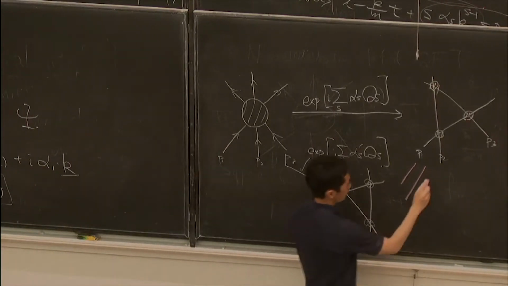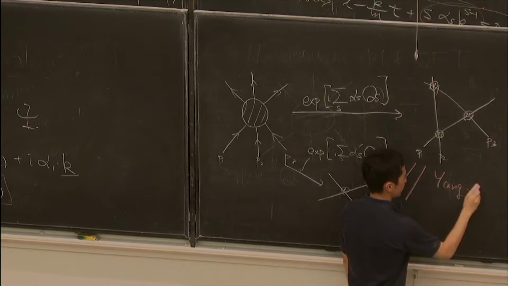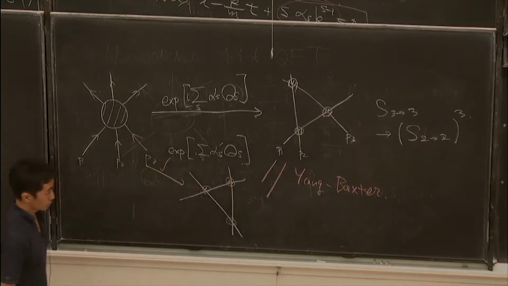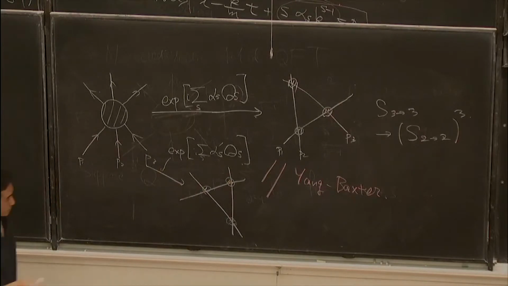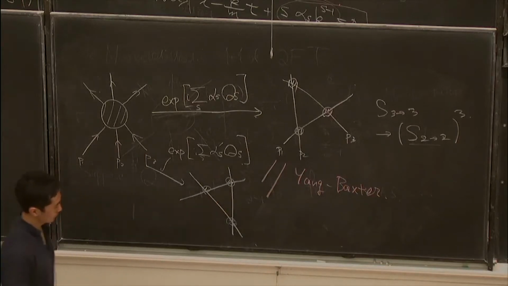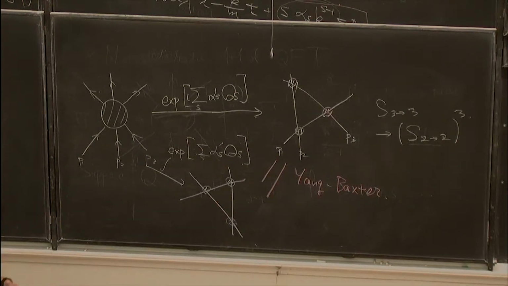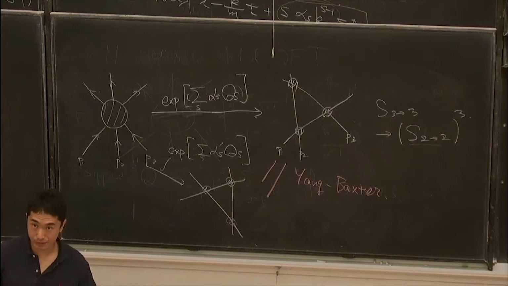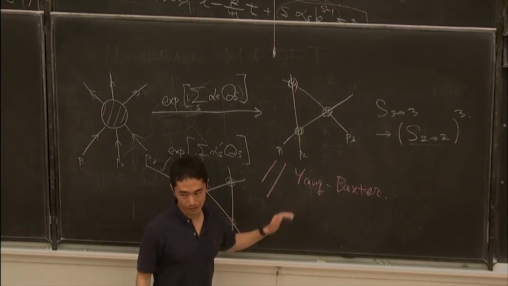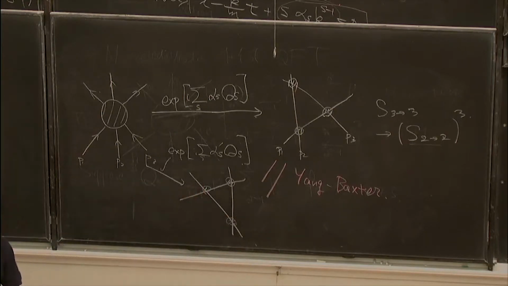So this is the famous Young-Baxter equation, which constrains the 2-to-2 S matrix of integrable quantum field theory. What I'm going to do for the rest of today's lecture is to explain how to use this Young-Baxter equation to bootstrap the S matrix of some particular quantum field theory. So are there any questions so far?